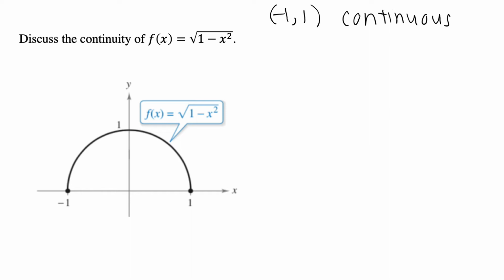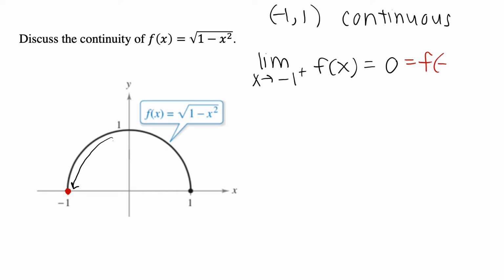Now we want to look at the one-sided continuity on both sides. So let's start by looking at the limit as x approaches -1 from the right of this function. From the right, which means, remember, from values greater than -1, our function is approaching 0. And that is also where our function is defined, so that's equal to f of -1. So we have one-sided continuity on the right.